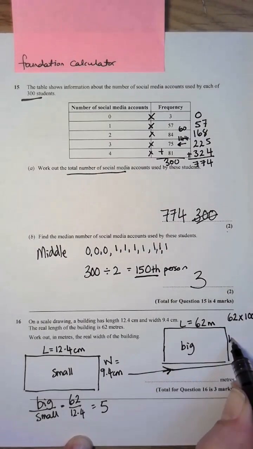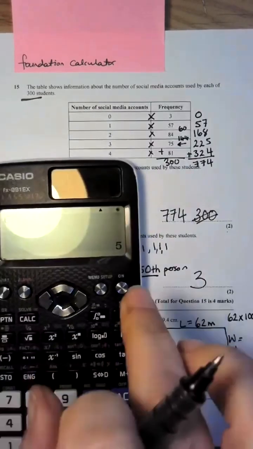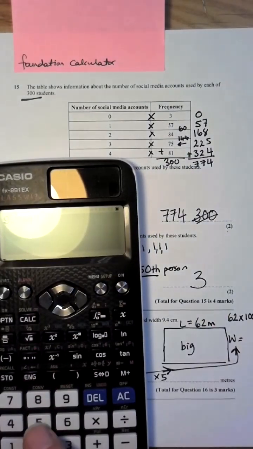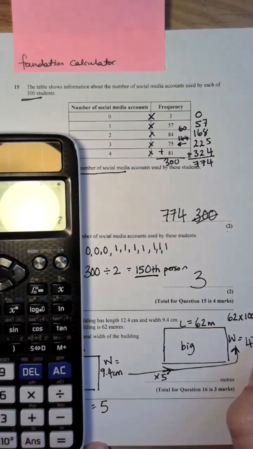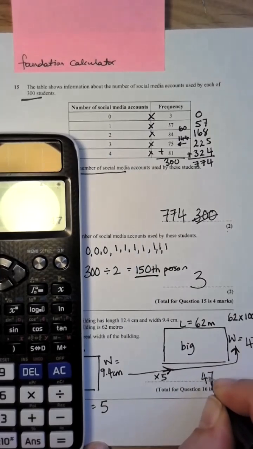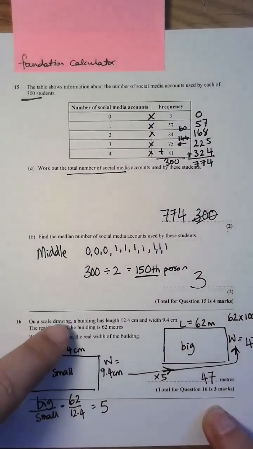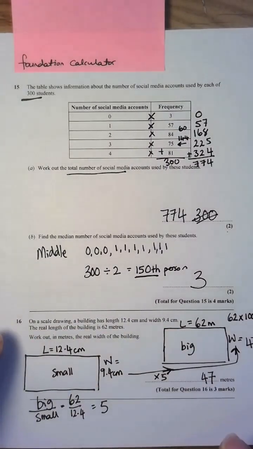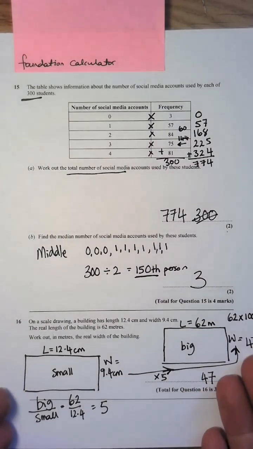The real width is 9.4 multiplied by 5, which equals 47. So the answer here is 47 metres. 3 marks. You may not know it's a similar shape question. It doesn't scream similar shape question.